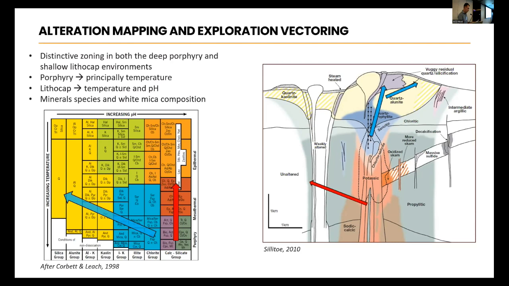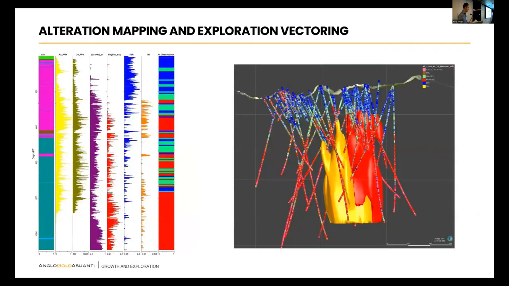This can be used to understand where we are at any point in the system. So if we have a single outcrop or single drill hole, or if we've got multiple points, such as multiple drill holes, we can start to vector towards the more proximal part of the system.